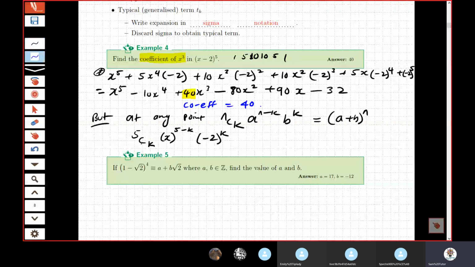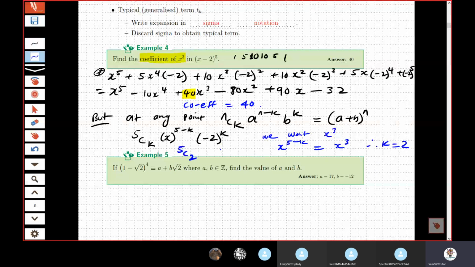The good thing about this is at any point, well, where do you want it? You want it at x cubed. We want x cubed. So that means this component here needs to equal x cubed, because then this and this will be the coefficient. So what should k equal? What would k equal? 2. And then look at the answer.